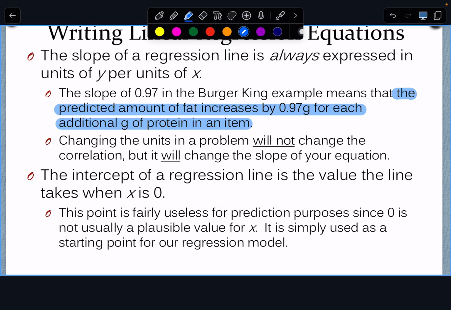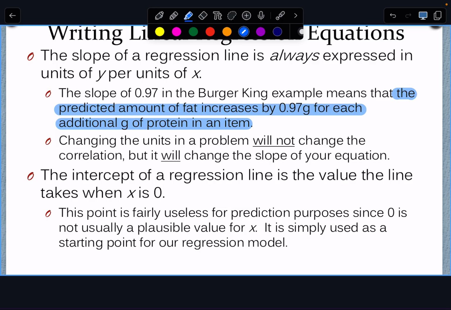When we look at the y-intercept then, that's the value that we would predict for y when x takes on the value of 0. So in our Burger King example, I think the y-intercept was 6.82. So if we were to interpret that, we would say if a menu item had 0 grams of protein, we would predict 6.82 grams of fat to be in that item. So it's just whenever x, whatever that happens to be, is 0, this is what we think y would be.